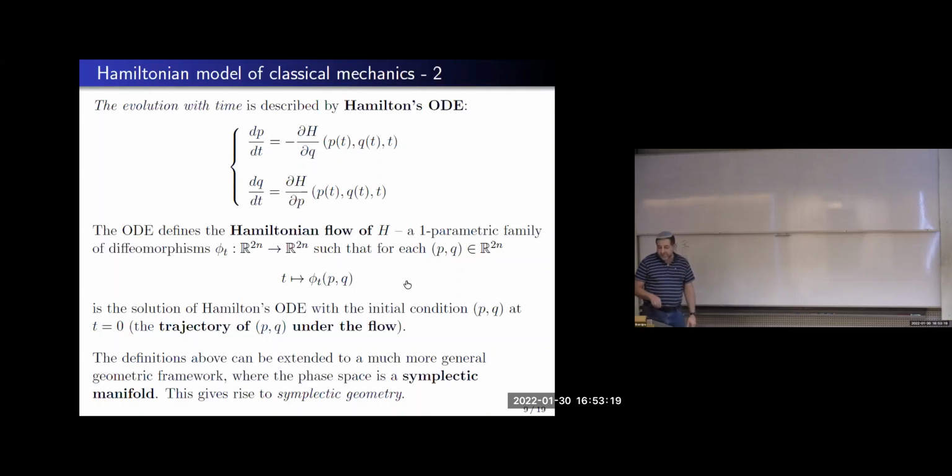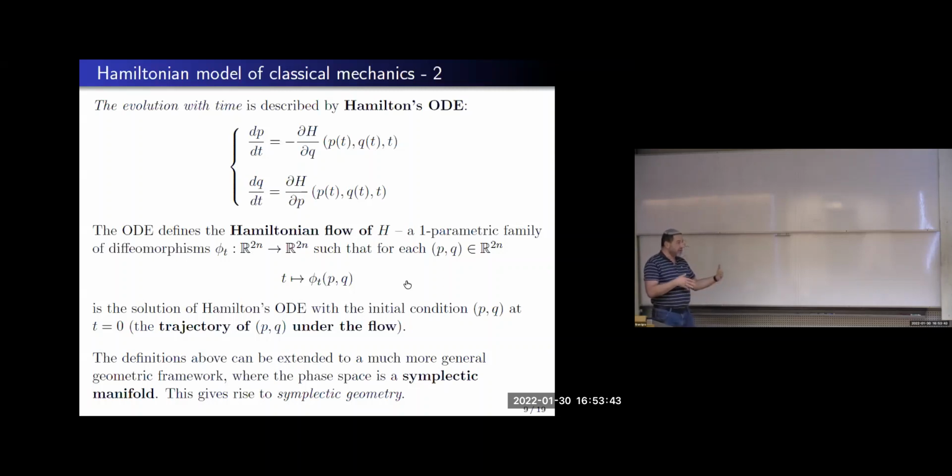And if you fix a particular (p, q) and look at the following mapping, which maps t to φ_t(p, q), that's the trajectory. That's a solution of your ODE with the initial condition (p, q) at the moment equal to 0. And that's basically what's called the trajectory of (p, q) under the flow. It describes how the system, which is originally in the state (p, q), evolves with time.